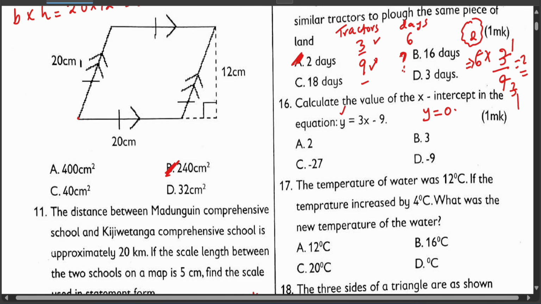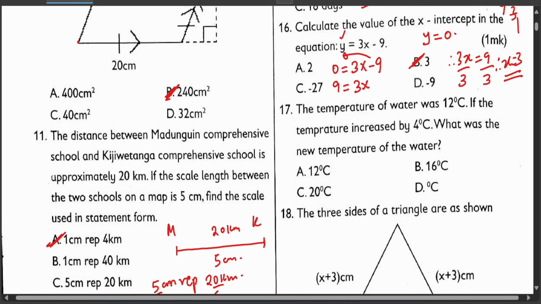So pale ambapo kuna y utaweka 0 equal to 3x negative 9. Negative 9 peleka the other side. So utakuwa na 9 equal to 3x. So or you can say 3x equal to 9 divided by 3 divided by 3. X ni ngapi? X ni 3. So answer yako hapo ni 3. Khalas, bado maswali tu machache.